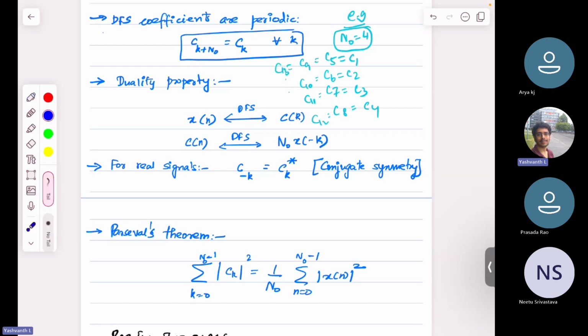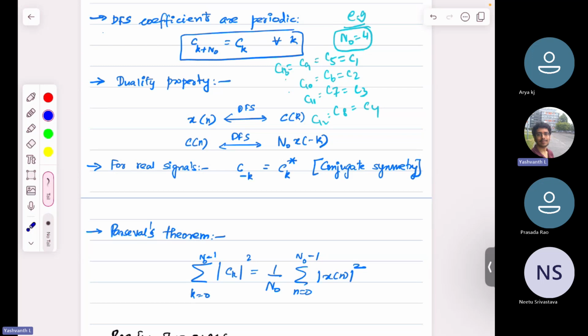So essentially, if I am just able to compute C1, C2, C3, C4, I know the C values for every other number. That is called the periodicity property of your discrete Fourier series. Next is the duality property. What is the duality property? Similar to your Fourier transform duality property only.